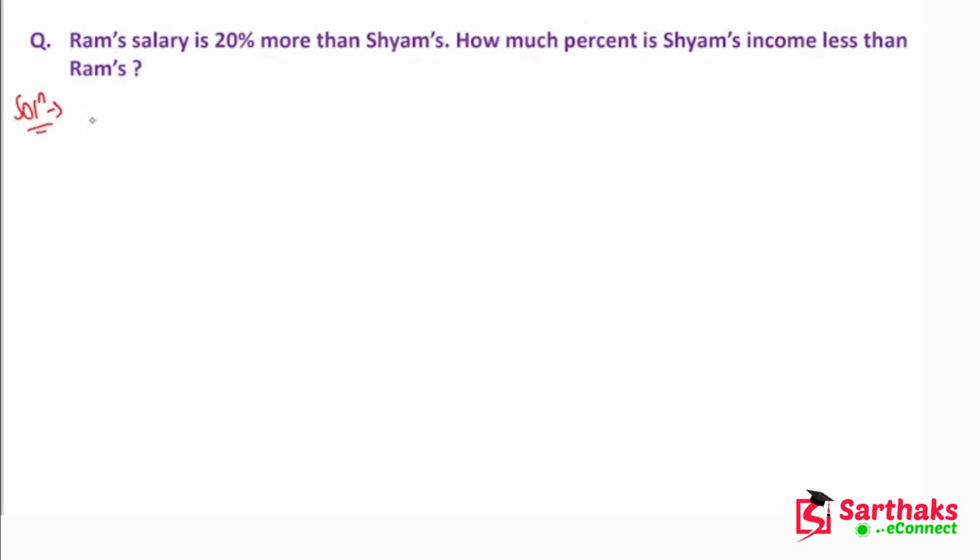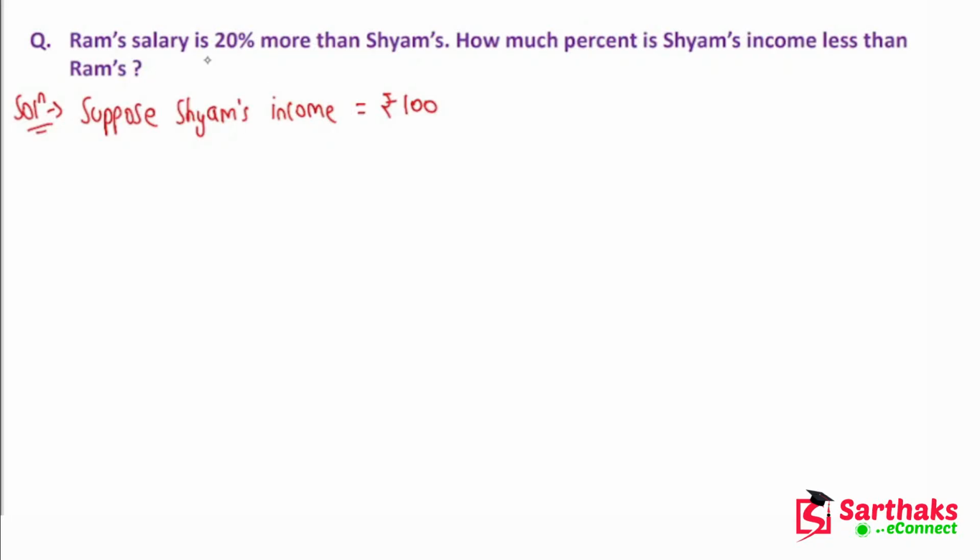Suppose Sham's income is rupees 100. Let us start by taking Sham's income, because Ram's salary is more than Sham's, so Sham's salary is obviously less. So let us start by taking it to be 100 for ease. Because we are talking about percent, we can take any number, but 100 is easy. You can take it as X or Y also, but the 100 way is easy. That is why I am taking 100.